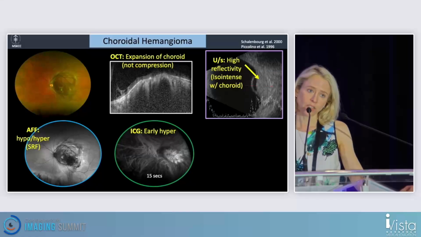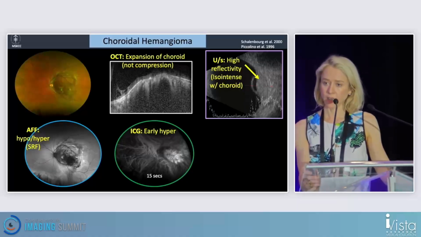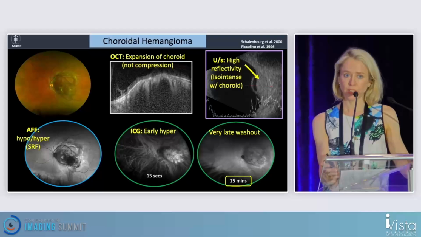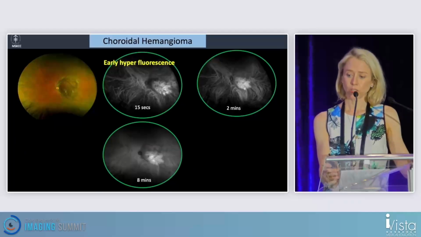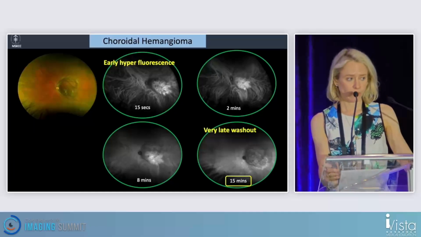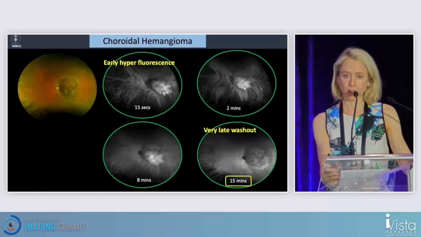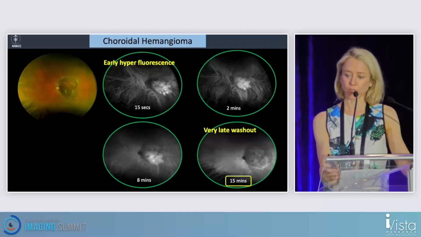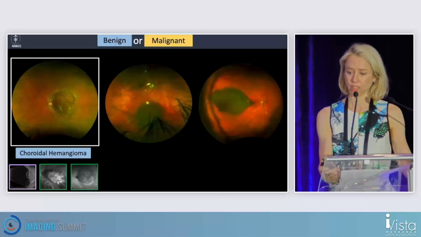And in addition to that, probably the single most useful imaging modality is indocyanine green, and making sure that you take this image all the way out to 15 minutes or beyond. So to show you that in a more expanded version, a choroidal hemangioma characteristically will be early hyper-autofluorescent, and it will have a very late washout and become hypofluorescent.